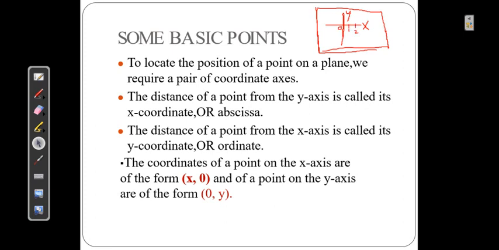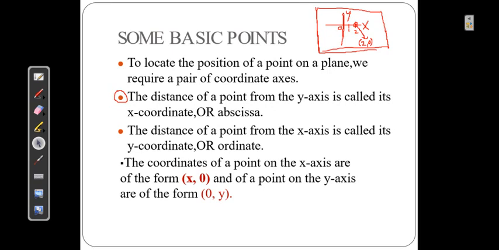Now the second point is very important to understand. The distance of a point from the y-axis is called the x coordinate. Now suppose we take 2 here. So what are the coordinates of 2? Can you tell me? Yes. The distance from the x-axis is 0, but the distance from the y-axis is 2. So how can we write it? As 2, and the distance from the x-axis is 0. Right. So this is what the x coordinate is.